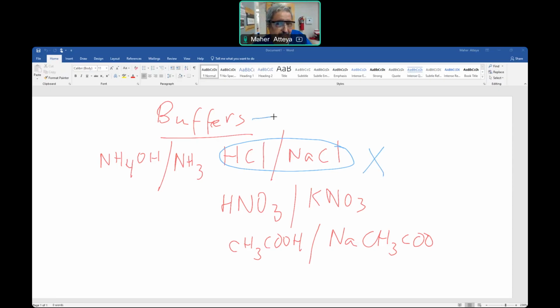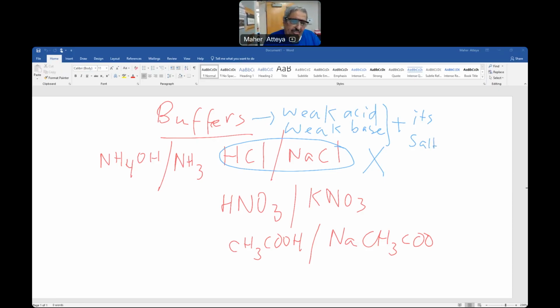A buffer is always made of what? A weak acid or weak base plus its salt, the conjugate base or conjugate acid. So this is a strong acid. The conjugate base is correct, but this is a strong acid. Nitric acid, strong acid, strong.